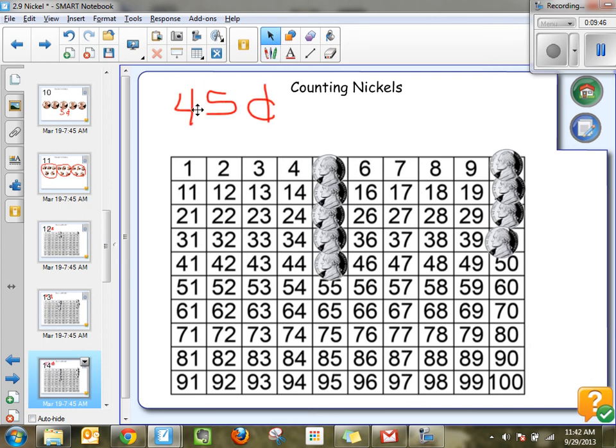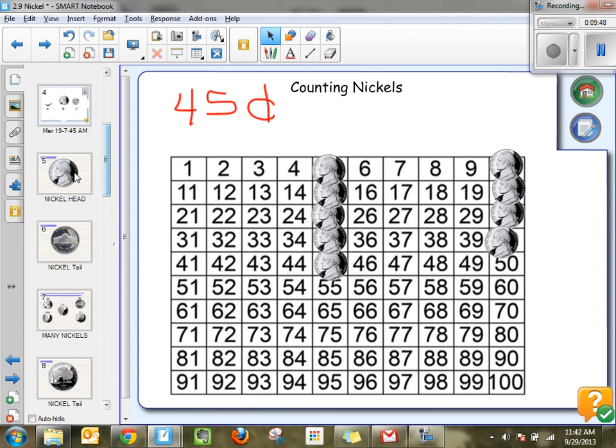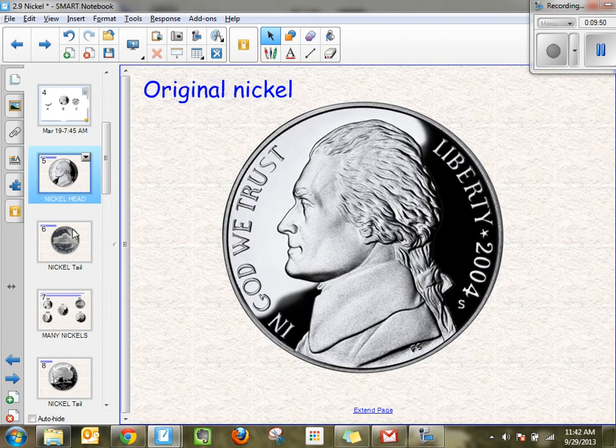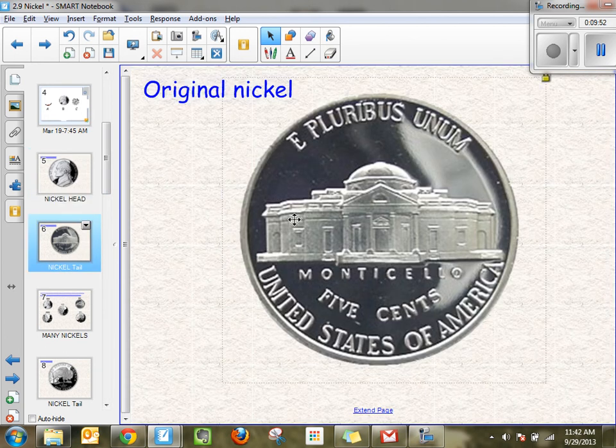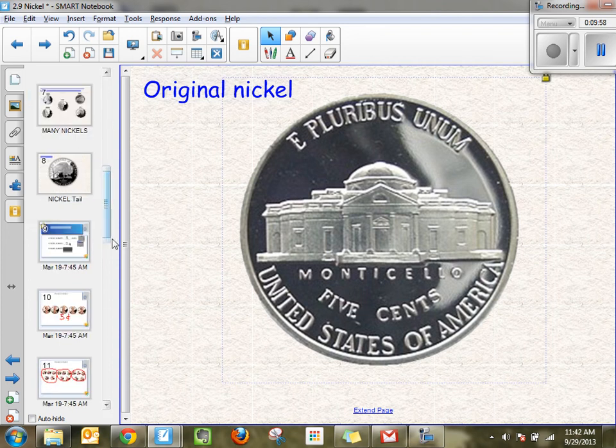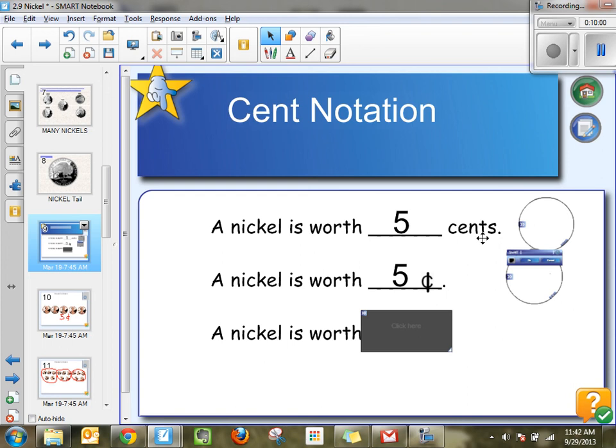That'll wrap up today's lesson. Just to review really quick, a nickel is that silver color. An easy way to tell how much it is worth is on the back. It says the number 5, F-I-V-E. So a nickel is worth 5 cents, and we can write it with the word cents. 5 cents with the C with a line through it is another way to write 5 cents.